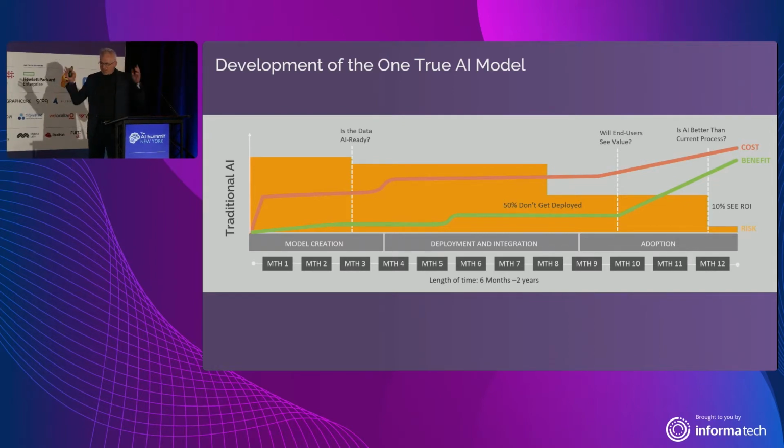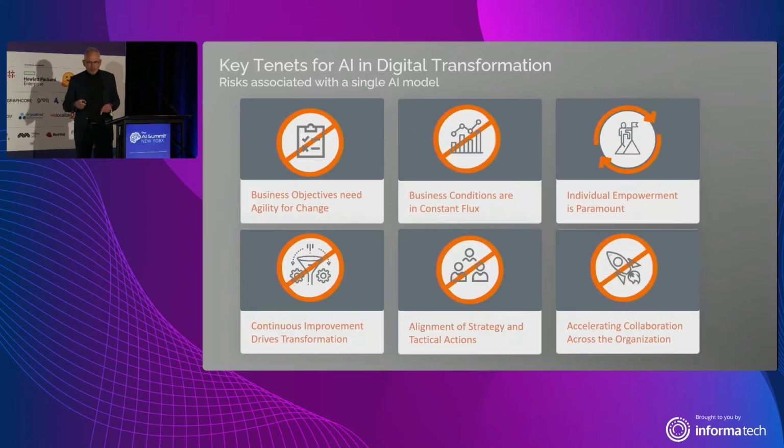A long time ago, we said we got to stop building software this way. And yet, here we are right now today, building our AI models in this waterfall approach. So, what does that then do to digital transformation? Well, here's some of the key things. In digital transformation, we want to build agility into our business.